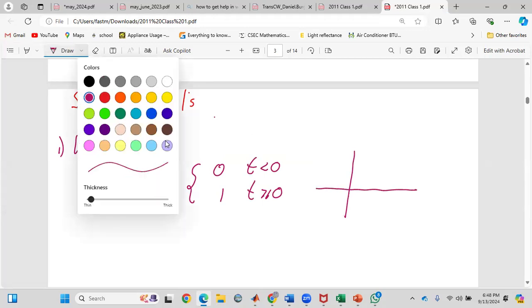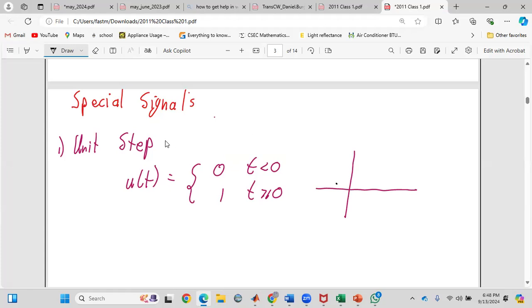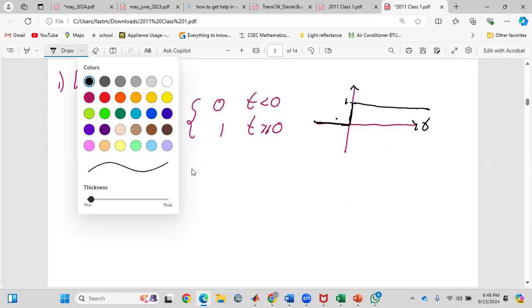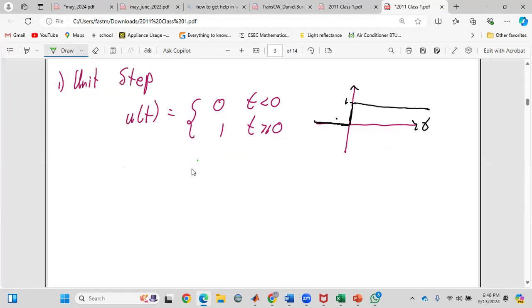So this is t. When t is less than 0 it is 0, and at t greater than or equal to 0, it will shoot up to 1, and it will just stay at 1 forever and ever, right? So I call this a unit step. And this will apply to all the other laws that we learned before, the time reversal and all those things. So it'll still be the same, you can still use it for these things. All right, so that's the first one.